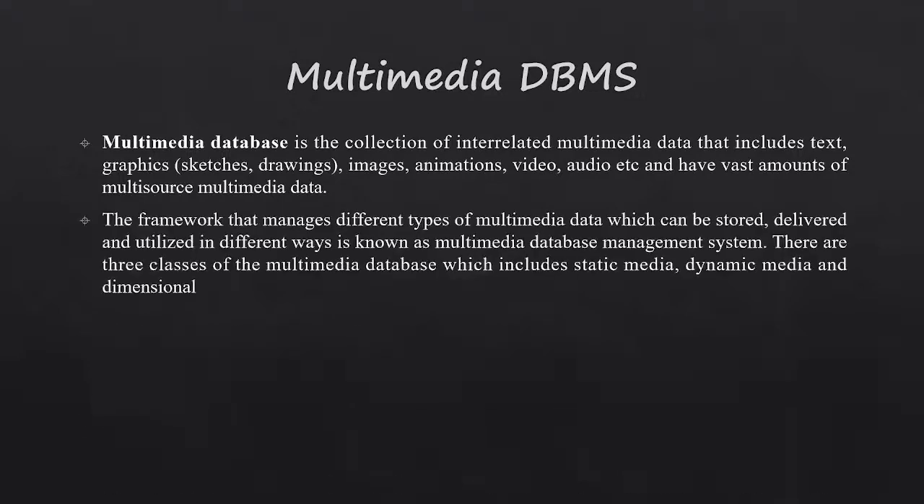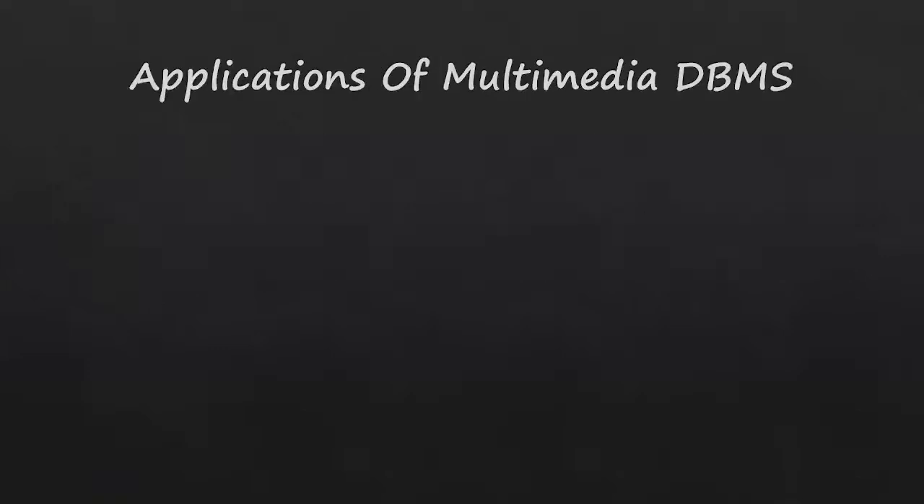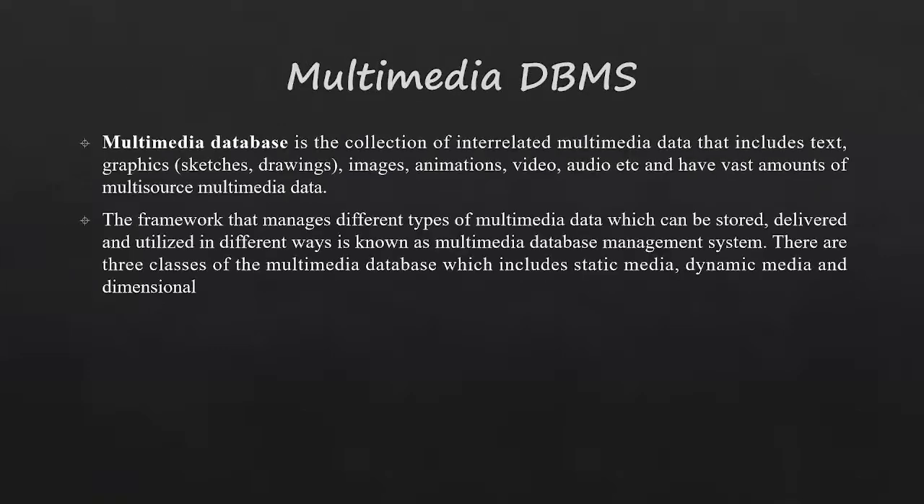So the frameworks that manage different types of multimedia data, which can be stored, delivered, and utilized in different ways, are known as multimedia database management. How this data is managed, processed, and stored, that particular phenomenon is known as a multimedia database management system. And there are three classes of the multimedia database, which include static media, dynamic media, and dimensional. So these are the three different classes, or you can say three different ways how the multimedia database management system works. Please keep taking the screenshots for your references.